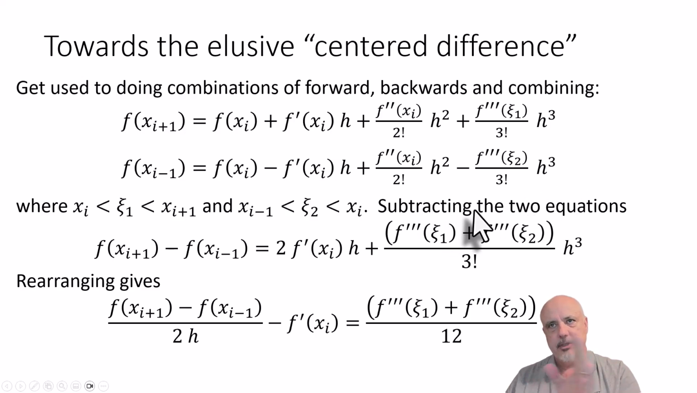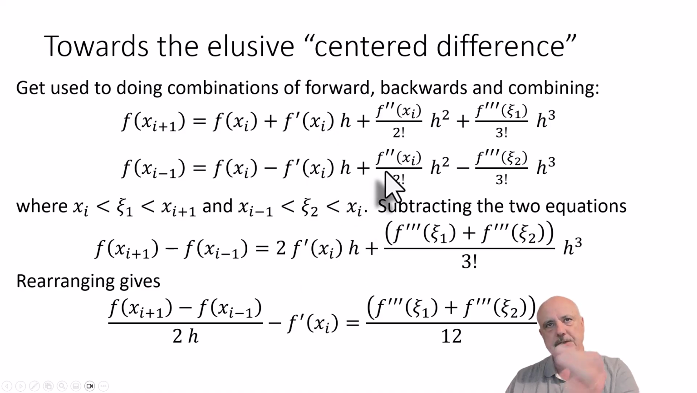So what I'm going to do is subtract the two equations. I'm going to take this minus this, which gives me that. I'm going to take each term, this term minus that, this term minus that, and so on. And what happens is the function kills itself, right? So this minus this is 0. This minus this gives me 2 of the first derivatives times h, all right?